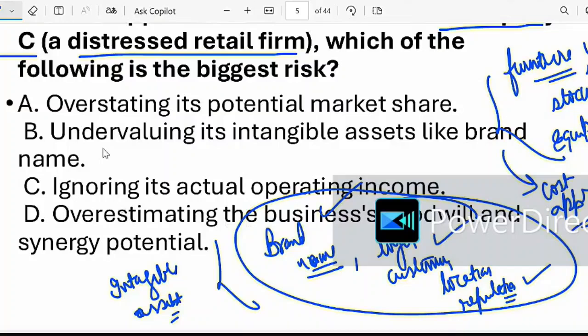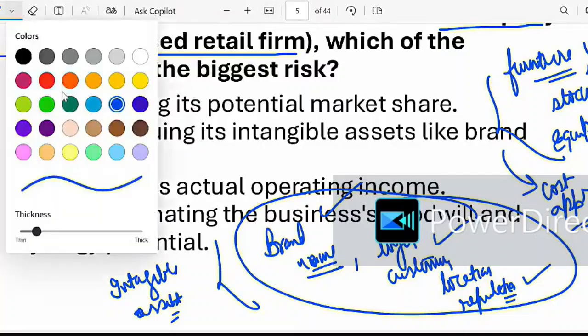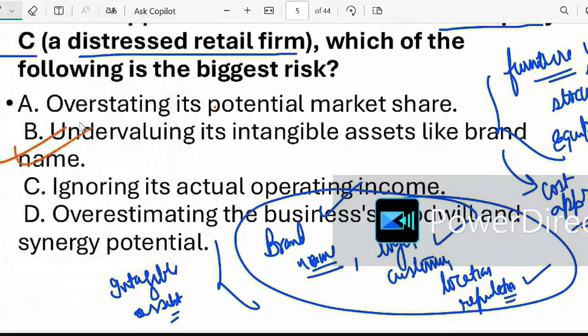Now, tell me what is the correct answer. What is the biggest risk if we use the cost approach for a distressed retail firm? Overstating the potential market share, undervaluing its intangible assets like brand name, ignoring its actual operating income, overestimating the business goodwill and synergy potential. What do you think is the biggest risk? So the correct answer to this question is option B. Right? I told you that basically we are undervaluing its intangible assets like brand name. If we use the cost approach, we are basically undervaluing its intangible assets.